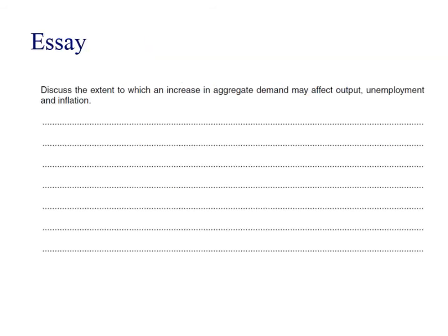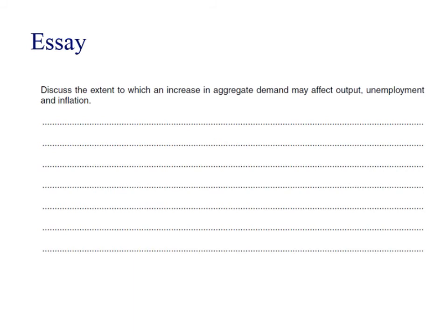Okay, and this is a nice essay question as well that has been set before. Discuss the extent to which an increase in aggregate demand may affect output, unemployment and inflation. So I would start with definitions of those key terms, and then I'd do a really basic diagram of AD increasing, and I'd say your typical effect would be real GDP would increase, and I'd explain why, and then unemployment would decrease, and I'd explain why, and inflation would increase, and I'd explain why.